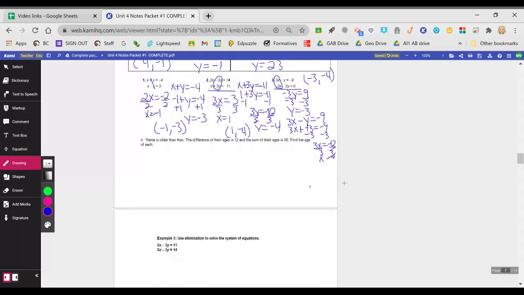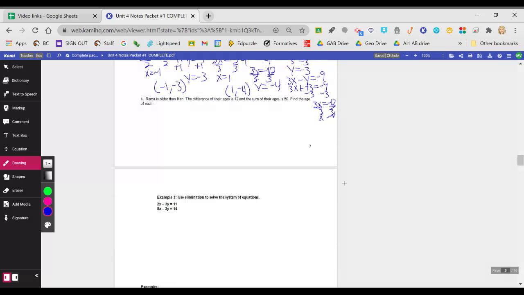Number 4 is a word problem here. So Rima is older than Ken. The difference of their ages is 12, and the sum of their ages is 50. So I know Rima is older than Ken. So I'm going to let Rima equal R, and Ken equals K. So R minus K equals 12, and R plus K equals 50.